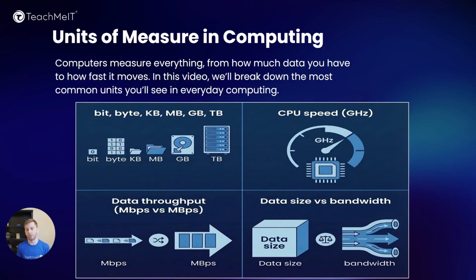In this video, we'll break down the most common units that you'll see in everyday computing. We'll be covering bits and bytes, kilobytes, megabytes, gigabytes, and terabytes. We'll be talking about CPU speed. We'll be talking about data throughput as well. So generally that refers to how fast our internet connection is or a local network connection. And then we'll be talking about data size versus bandwidth.